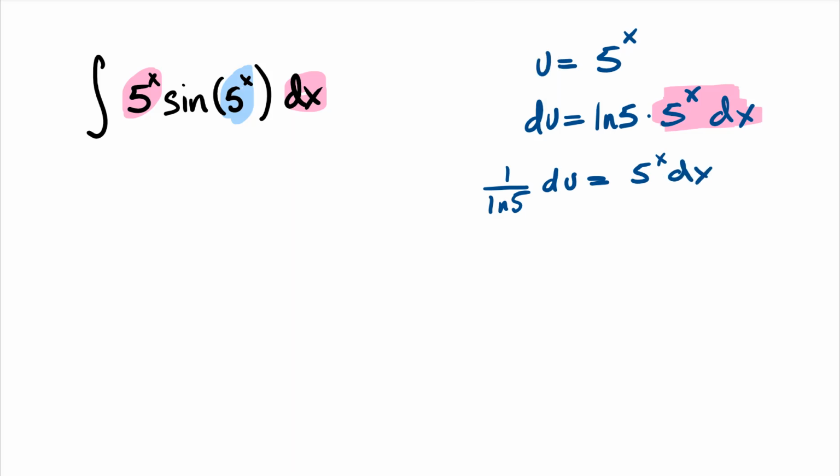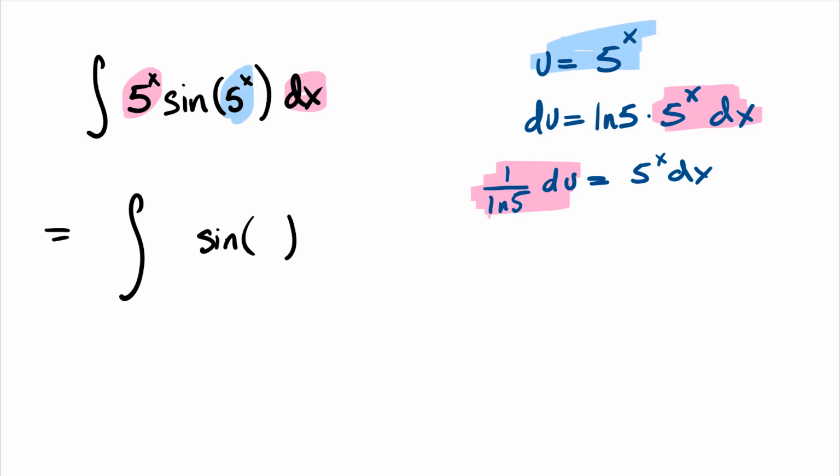Now we can go through and replace what's in pink with 1 over the natural log of 5 du. So once again, we're going to do this in the same way. I'm going to rewrite sine. And I always like to replace my u first. I just have a process. You should have a process too.